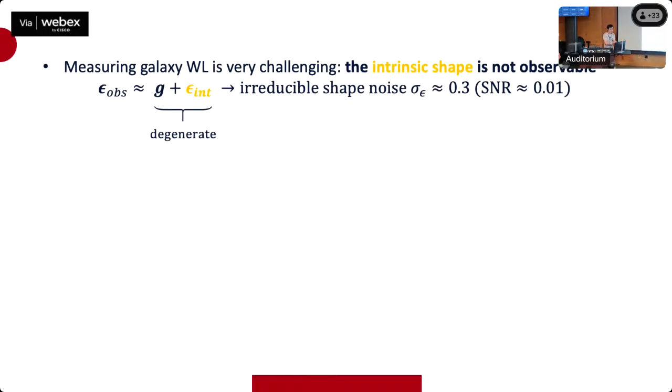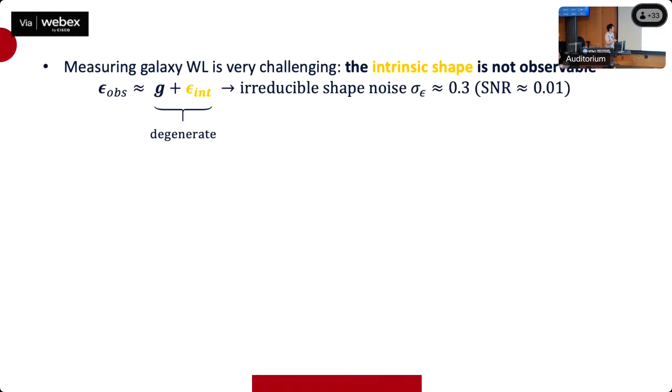If I want to summarize the weak lensing measurements in one sentence, that might be this equation. What we can measure is the ellipse of observed galaxies, and that's the only thing we can measure. It equals the foreground cosmic shear plus the intrinsic shape of a galaxy. Unfortunately, this intrinsic shape, we cannot directly observe that.